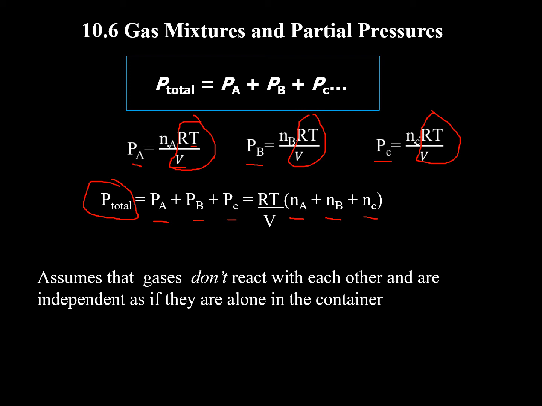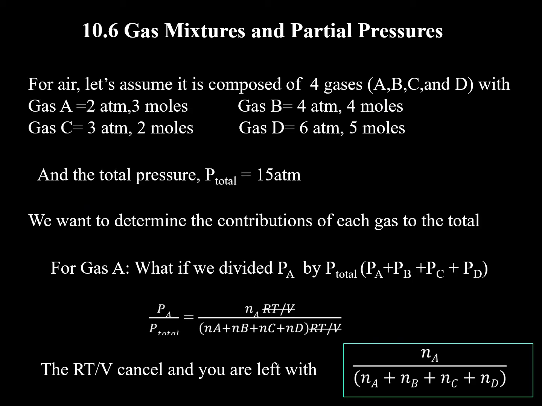So now we can come up with a term for moles. So let's just take a look in more detail through an example. If gas A has a pressure of 2 atm and 3 moles, and make these respective conditions for gas B, gas C, and gas D in terms of atmospheres and moles, the total pressure is 15. And how did we do that? 2 plus 3 plus 4 plus 6 gives us a total pressure of 15 atm.